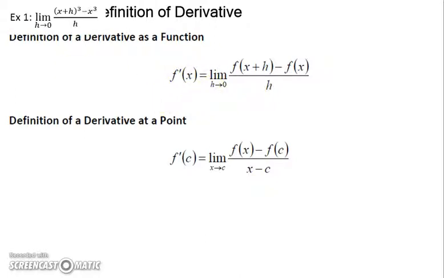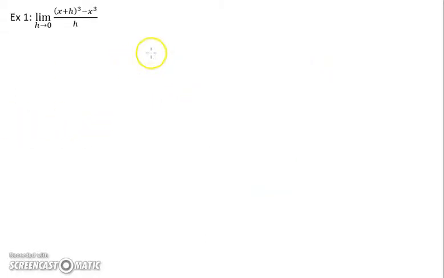So if we're looking at this problem again, this is really asking us for f prime of x. We just need to know, well, what is f of x? And we know it's looking for f prime of x because we have x plus h minus x as h goes to 0, all over h.